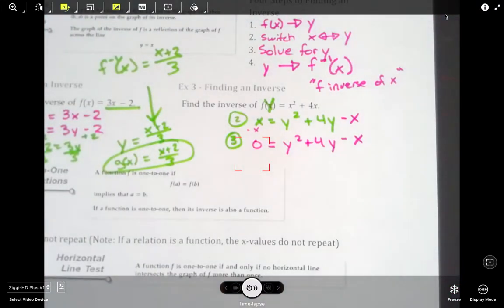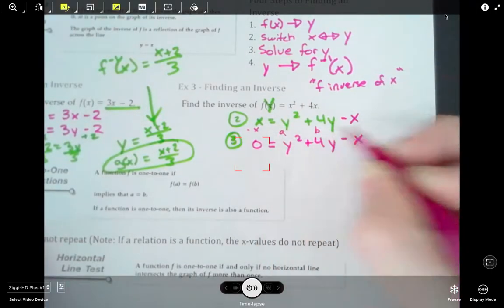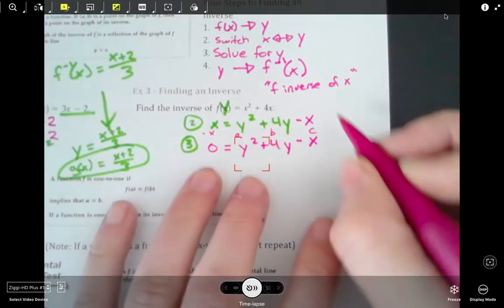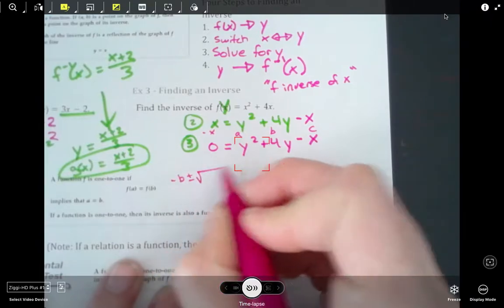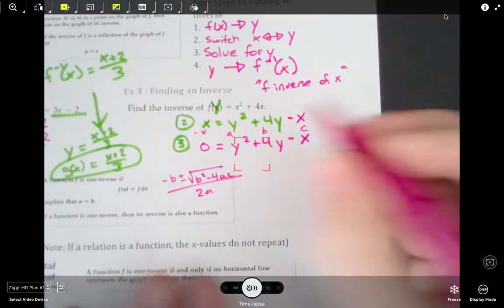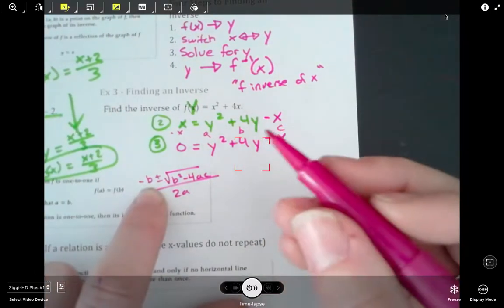Now, the x is kind of like your constant number. Your x is like a number. It's the letter c, okay? You have a, b, c. c is negative x, okay? So when we get to that part, we'll do that, all right? So we're trying to solve for y, and we have our quadratic formula. So negative b plus and minus square root b squared minus 4ac all over 2a. Okay, we're going to factor it down. All right. So b, what is b?